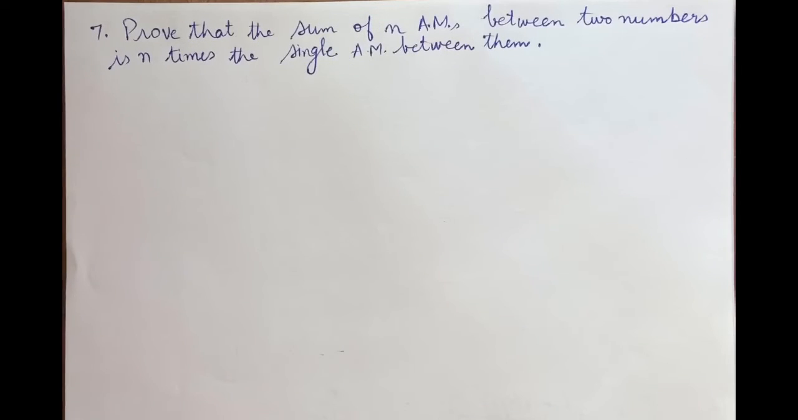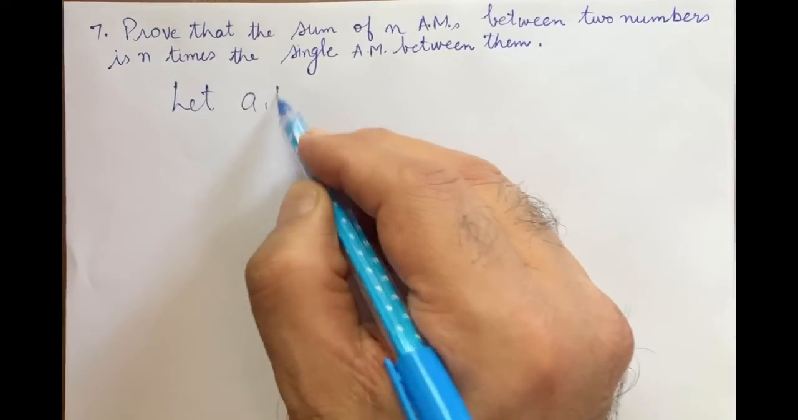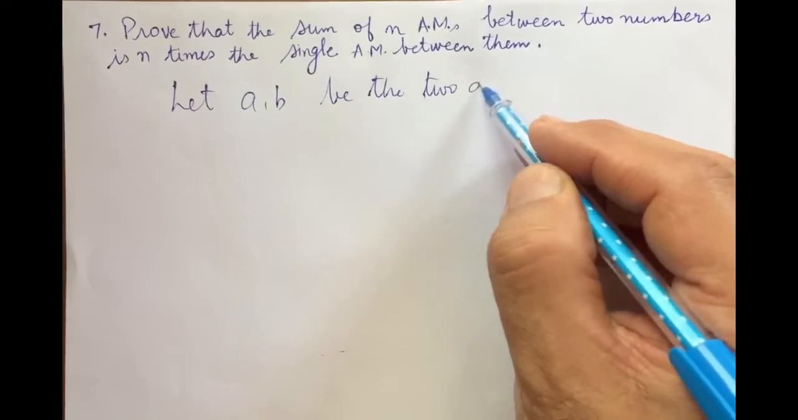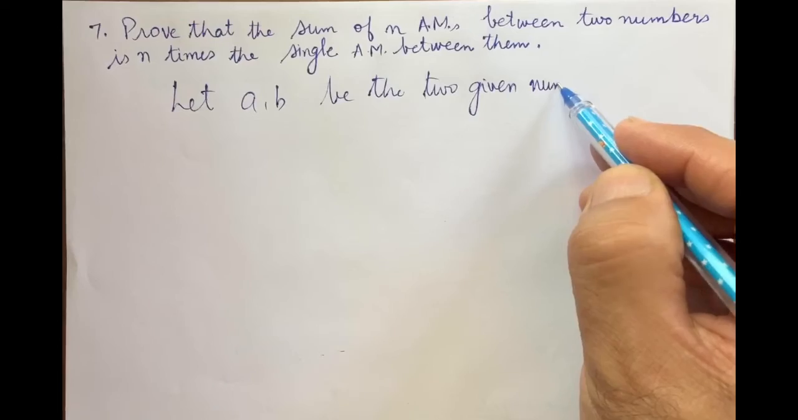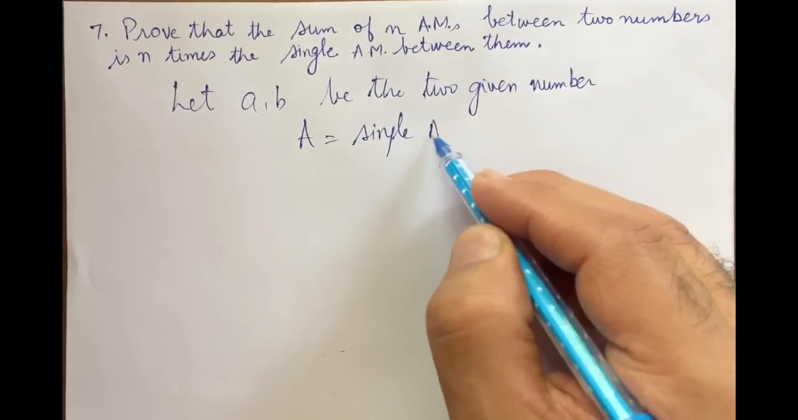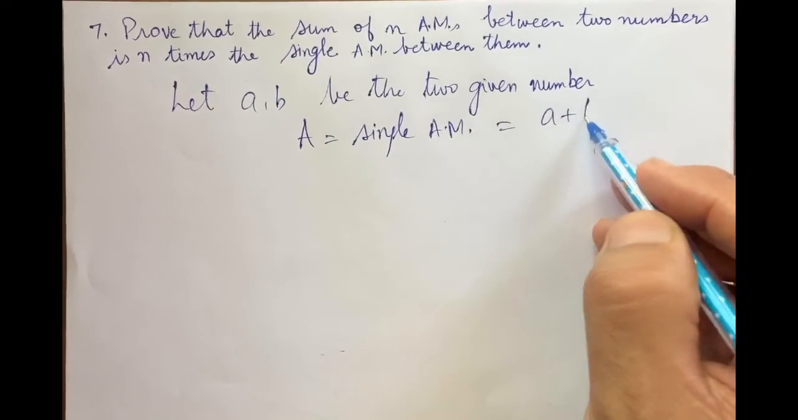31. The last question, this statement may be taken as a standard result. It will be a useful result for multiple choice questions. What is the statement? We have to prove that the sum of n arithmetic means between two numbers is n times the single arithmetic mean between them. So let a, b be the two given numbers. Now capital A is the single arithmetic mean, and that is equal to (a plus b) by 2.